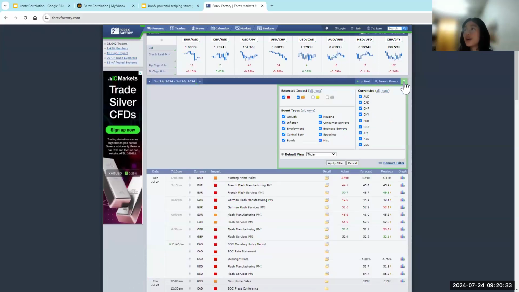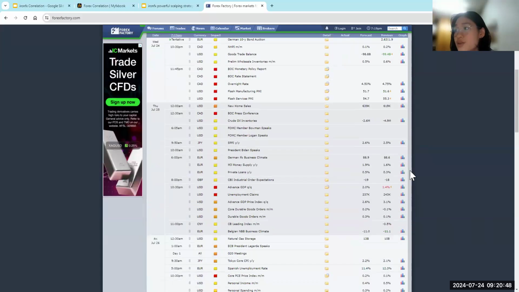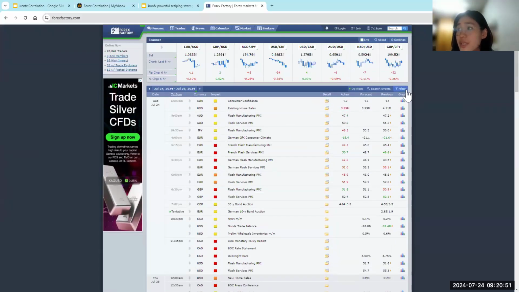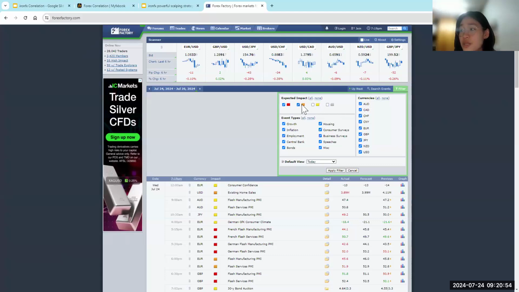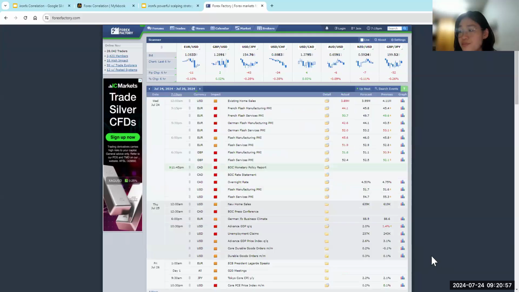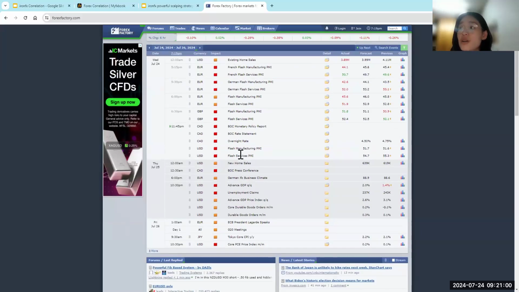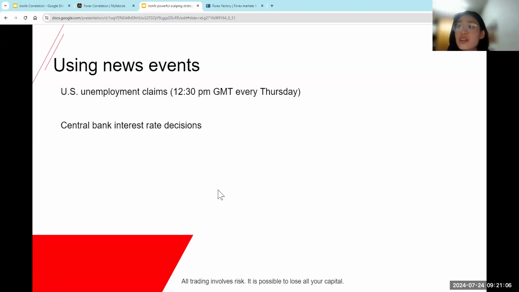But if you click on this green icon, you have a lot more events that include your low impact and your non-economic events. You can also filter out any event types and any currencies that you're specifically looking at. You can see there's a lot more events to get through per week, so instead we just focus on the medium and the high impact events. You can pick out a few events that will have the greatest impact on our charts. In this example, we're looking at the US unemployment claims and the central bank interest rate decisions. These normally come together with our FOMC meetings that we talked about earlier.